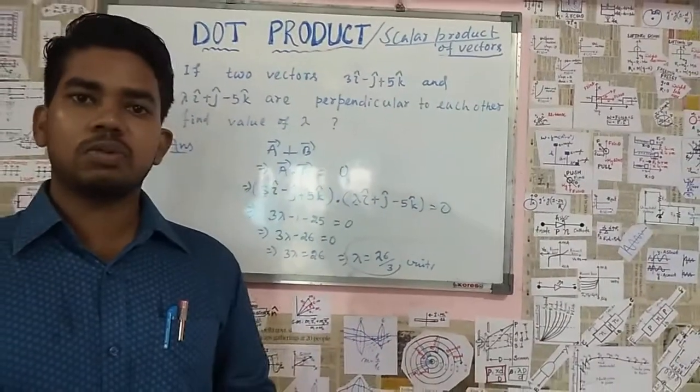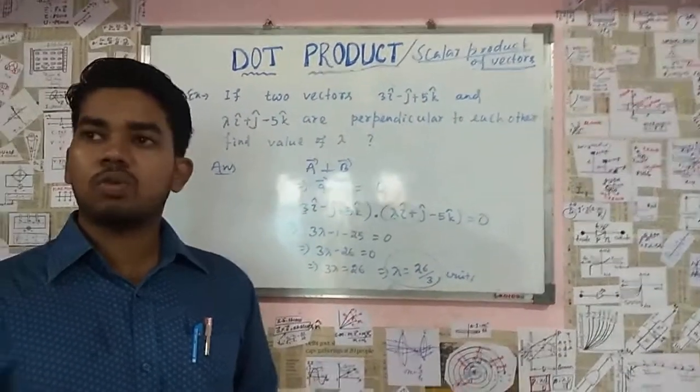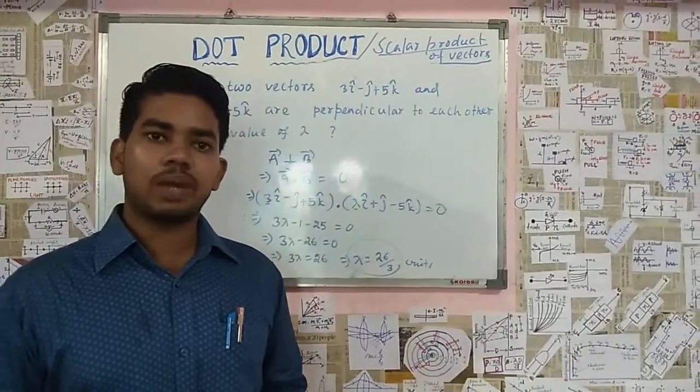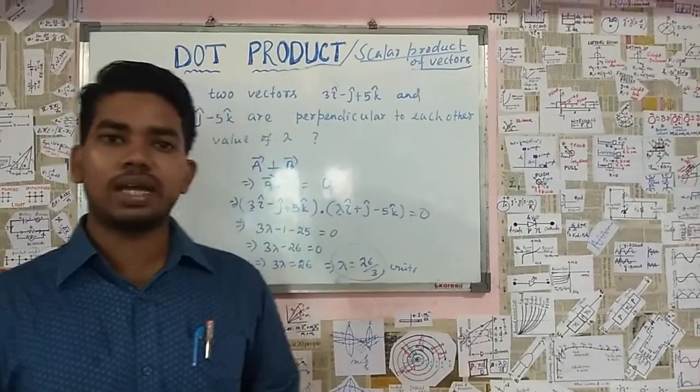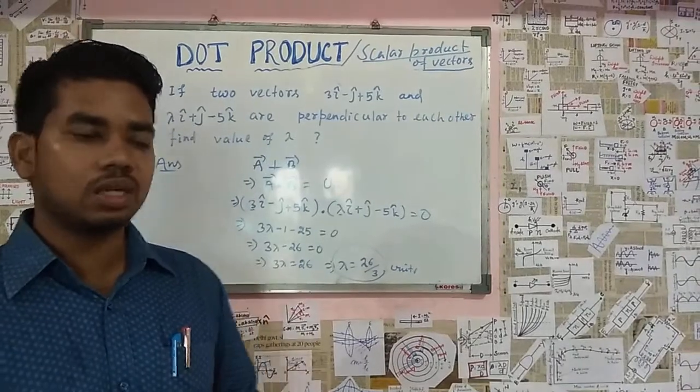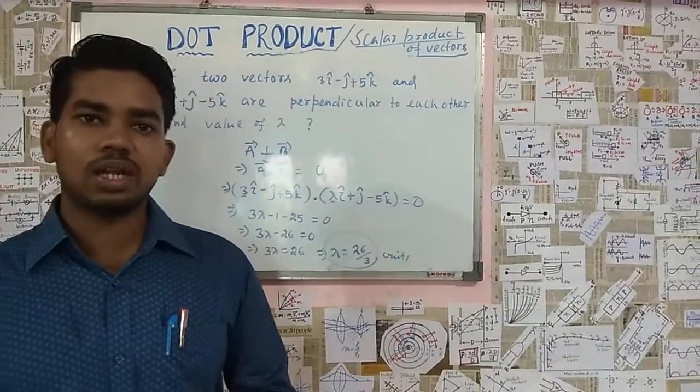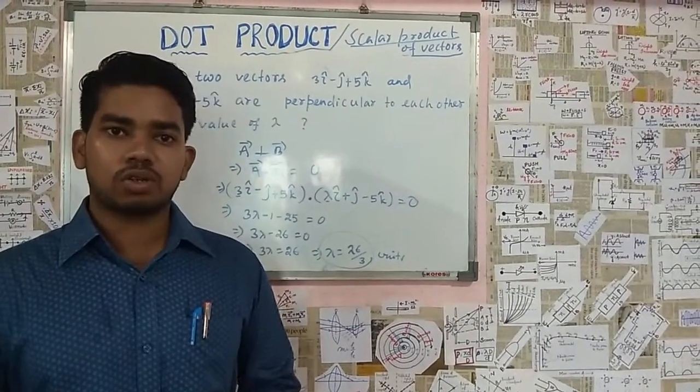So you know the fundamentals: what is a vector, what is the dot product of vectors, how to find the dot product component-wise, and how to find the angle between two vectors using the dot product concept. Now you can solve some numericals that you will come across. Okay.